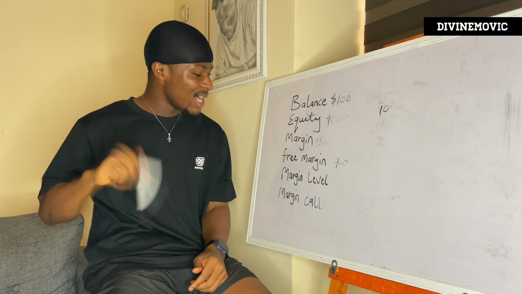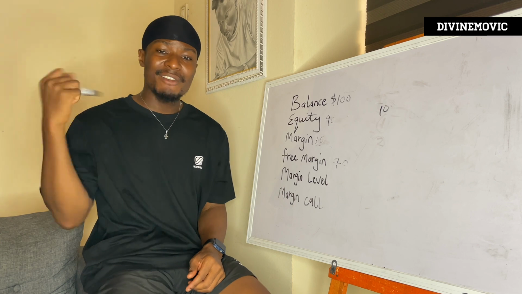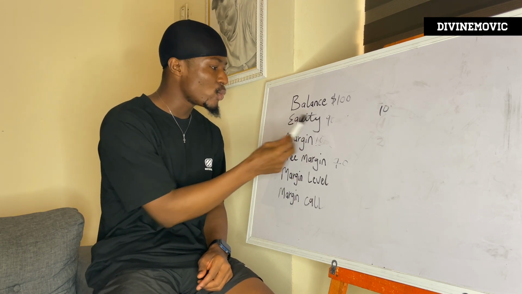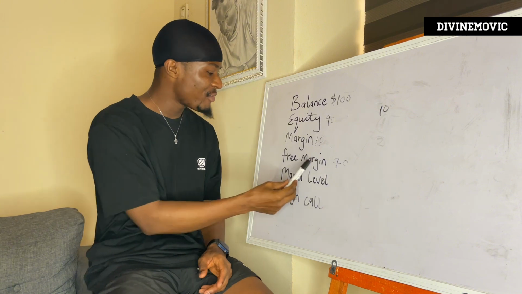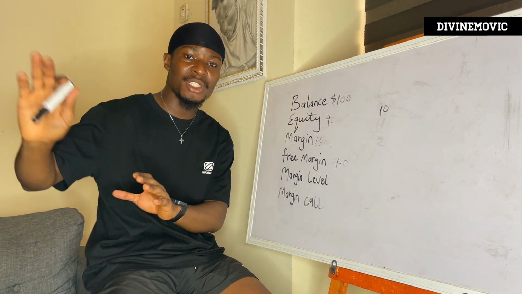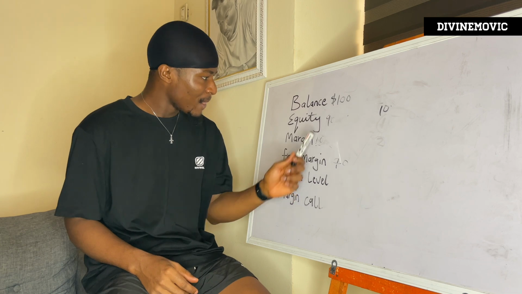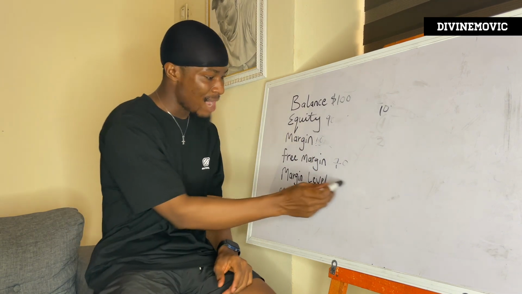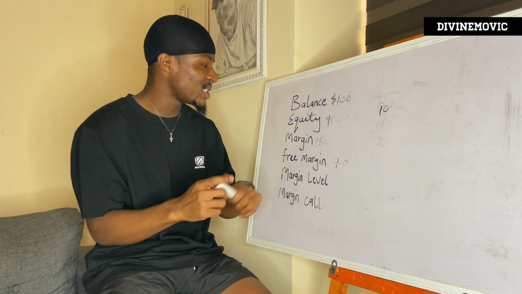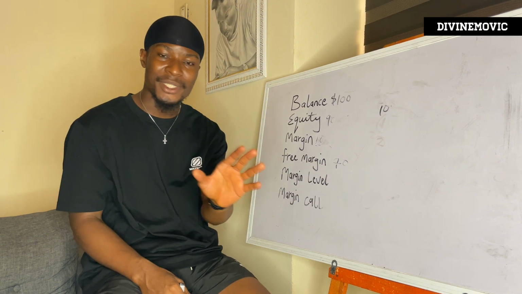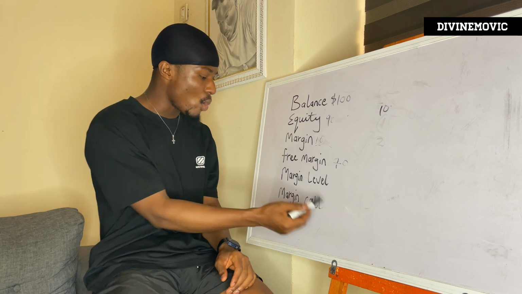Yes, you understand. Now, what is margin level? Margin level is the difference between your free margin and your equity. Do you understand? The difference between your free margin and your equity in percentage. That means if you have 100% for your equity and free margin, it's going to appear here. If you have 20% for your free margin and equity, it's going to appear here. It's also represented in percentage.